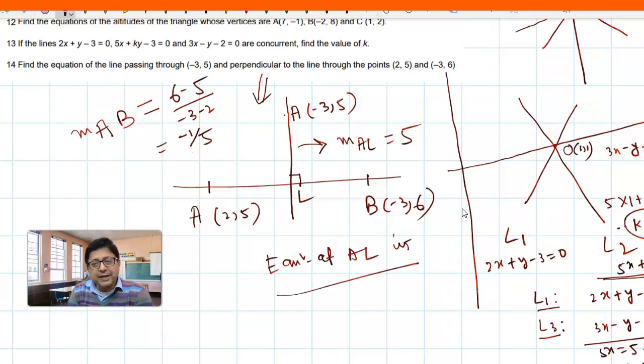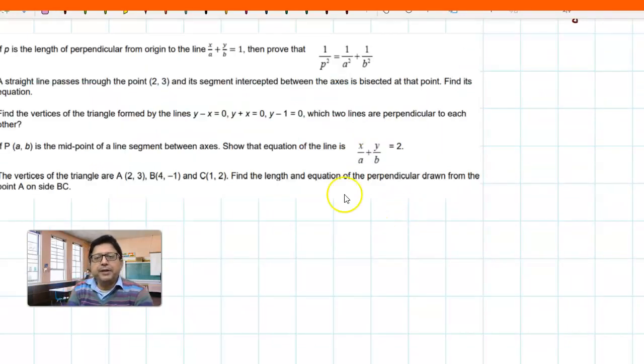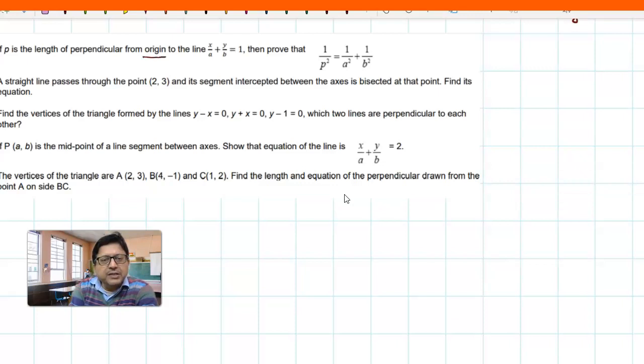Equation of AL is y minus 5 equal to m, that is 5 into x plus 3. Alright. In sum number 15, we will be using the perpendicular distance formula, but this time it is very easy to calculate because they have asked you to find the distance from the origin. So first, the given line, I will be expressing in general form.